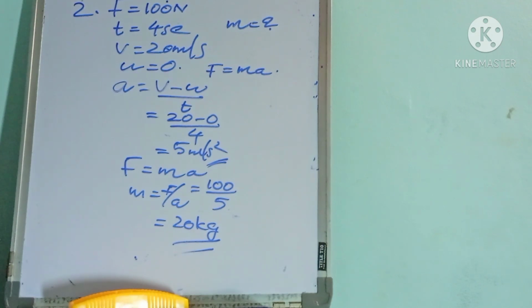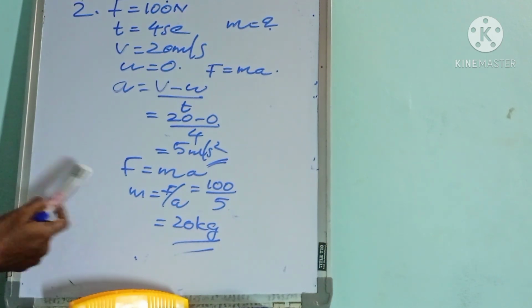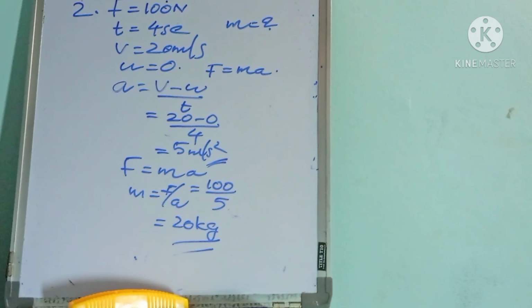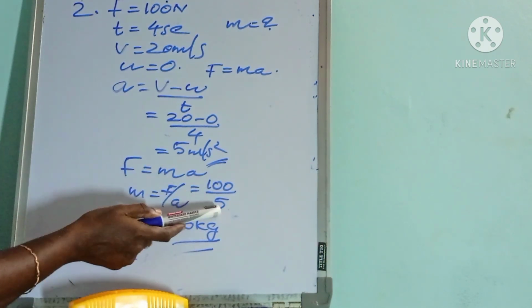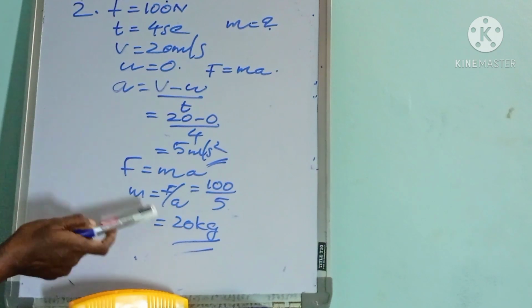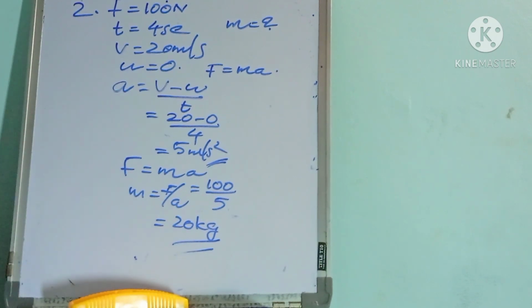That is the acceleration. Then we can find the mass using the relation F equal to ma. From this, m equal to F by a. That F is actually 100 Newton, 100 by acceleration, which is 5. So we got 20 kg. That is the mass of the body. All of you got it?